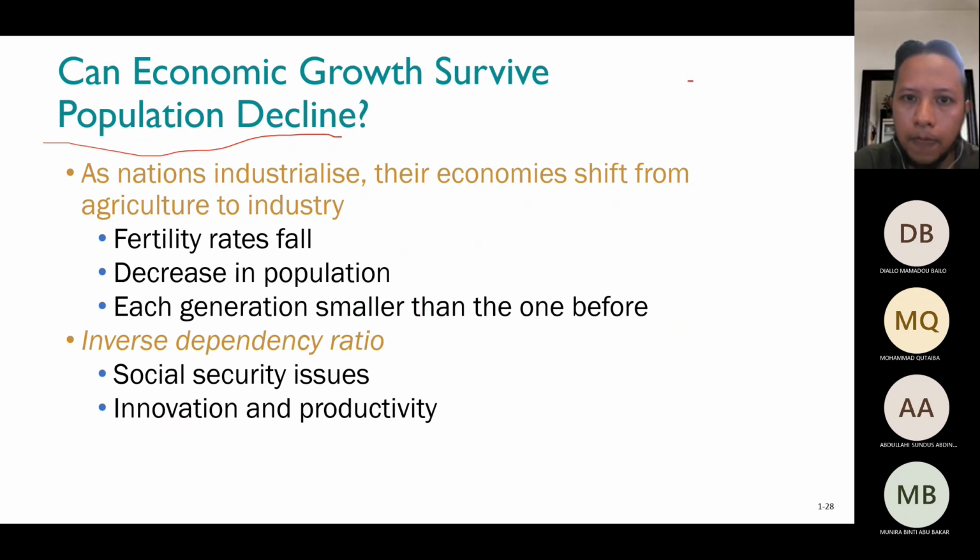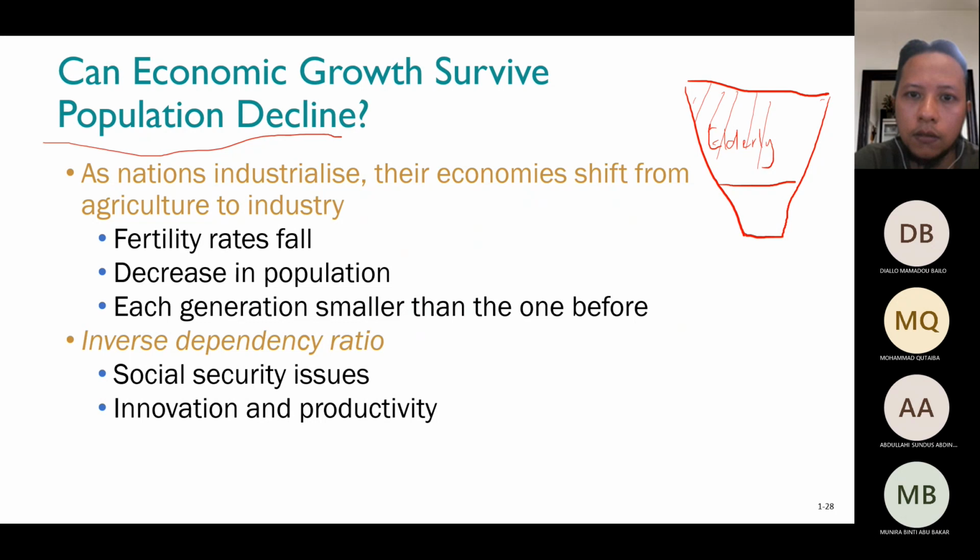So you have the percentage, right? If you look at the percentage, the elderly is a big portion of the population, and the young people is a very small portion. Okay, so the issue is that this portion are not working, so they are not contributing towards the growth.